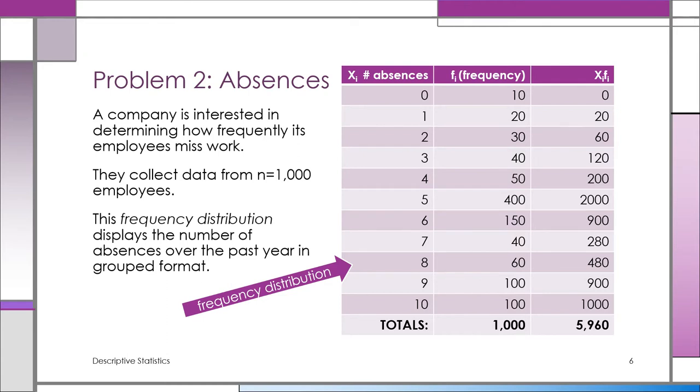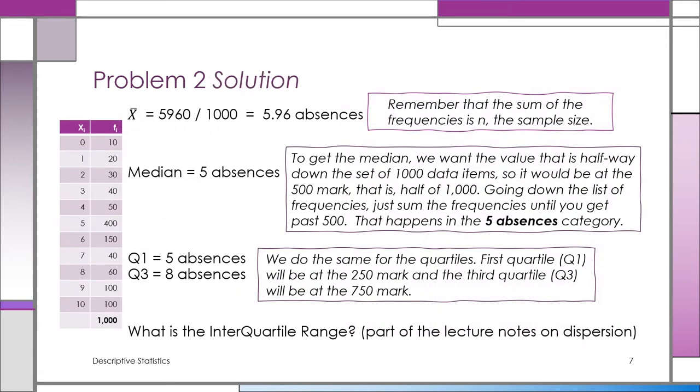0 times 10 is 0. 1 times 20 is 20. 2 times 30 is 60. 3 times 40 is 120. And eventually you'll get to 10 times 100 is 1,000. You add up the last column, which is 5,960 absences. And that's the total number of absences for the 1,000 people working in the company. So if you want to get the mean, all you've got to do is divide 5,960 over 1,000, and the mean is going to be 5.96.